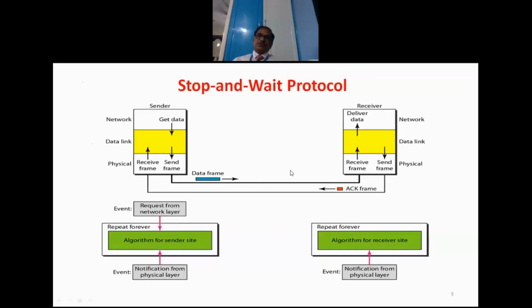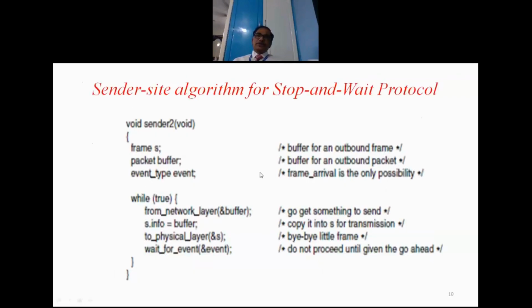So far what we have seen is that the channel is ideal: no errors, no noise, no interference, nothing. So whatever is transmitted is delivered without any problems. Nothing is lost, nothing is manipulated. This is what we have assumed so far, and based on that, here is the algorithm.